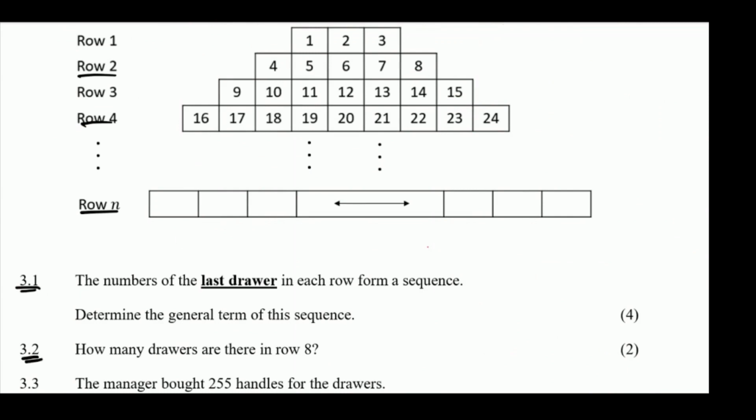Now in 3.2, how many drawers are there in row 8? So this is the first row, right?